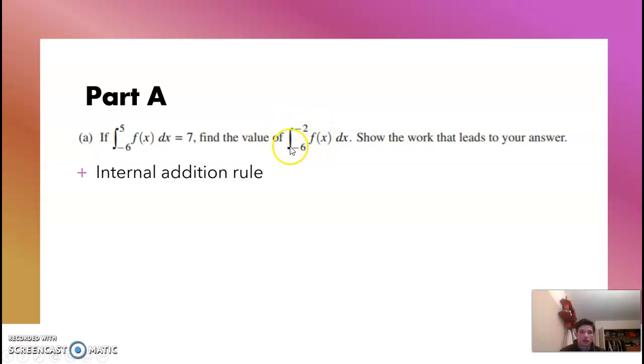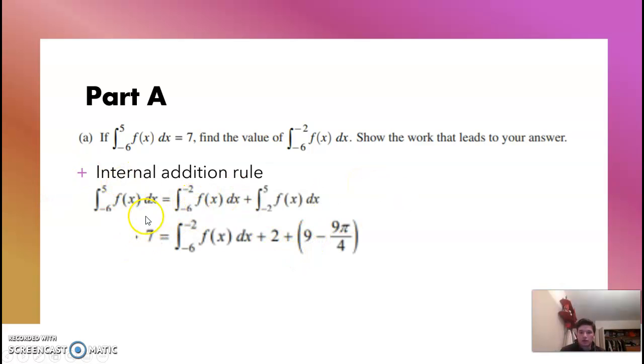Since we're asked to calculate the entire thing, we can use the integral addition rule, which states that we can break this integral up. Instead of saying from -6 to 5, we can say from -6 to -2, which is what we don't see on our graph, and then calculate the rest from -2 to 5, which is what we have on our graph, and add those together to give us the total amount. So the whole integral equals 7, and we're just going to calculate this integral here, which is 2 plus 9 minus 9 pi over 4.